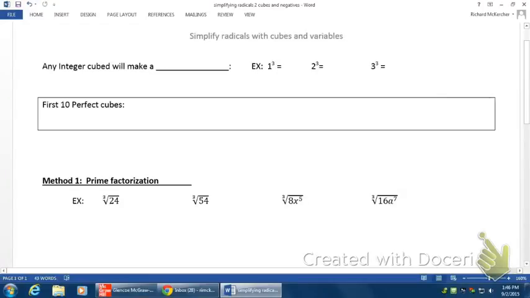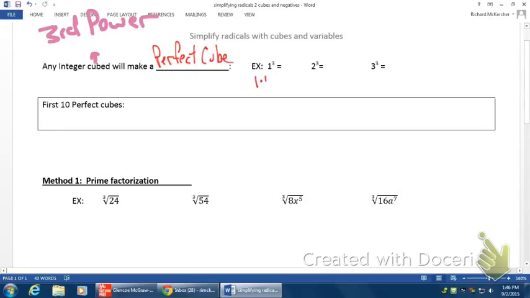Okay, Math 2, we're looking at simplifying radicals. This time we're going to get a little more challenging. We've got cubes and variables that are going to show up. So the first thing I'll remind you of is what it is to be a cube. If you have an integer cube, of course cube means third power. So we're talking about something raised to the third power.